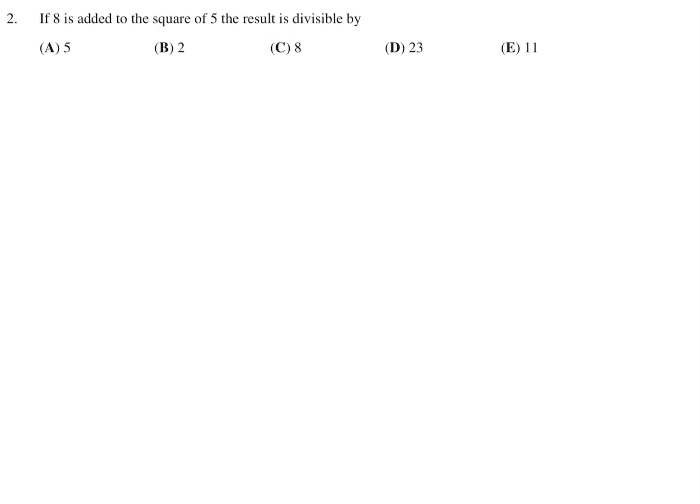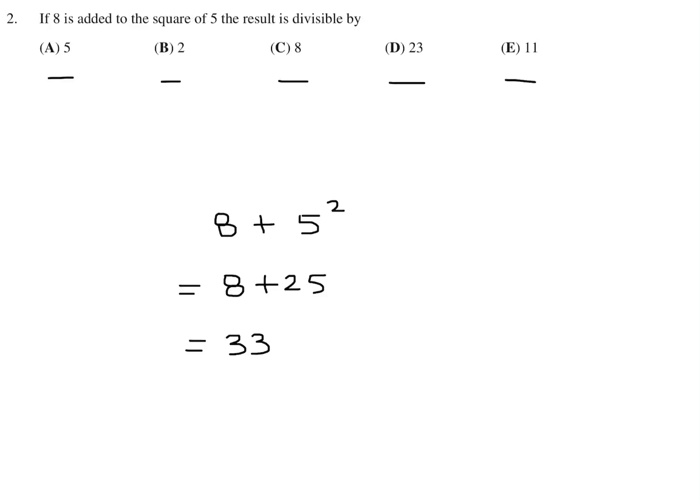If 8 is added to the square of 5, the result is divisible by. So 8 is added to the square of 5, so we have 8 plus 25, and that would be 33. Now this result is divisible by which of the following answer choices? Well, that would be 11, because 33 divided by 11 gives an integer value, which is 3. So the answer here is E.